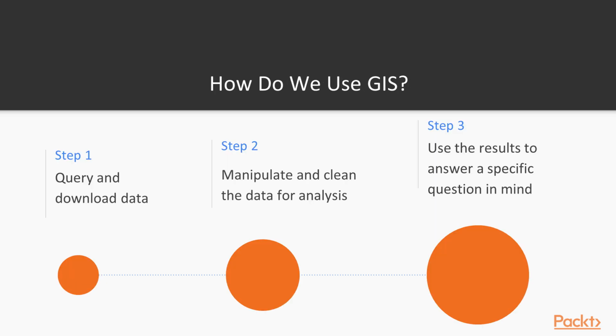How do we use GIS? First, we query and download the data, manipulate and clean it for analysis as the next step. After that's done, we can use the results to answer a specific question in mind. The end product can inform decision-making and help us reach some useful conclusions.